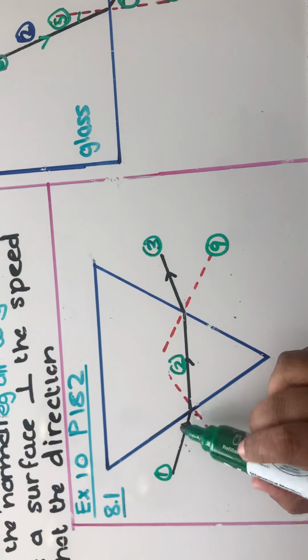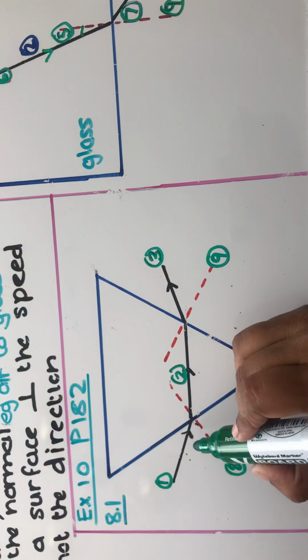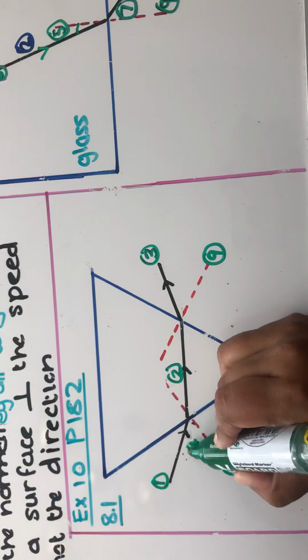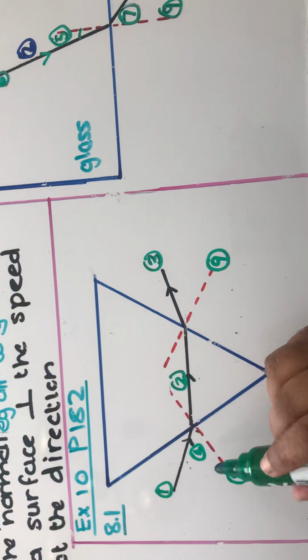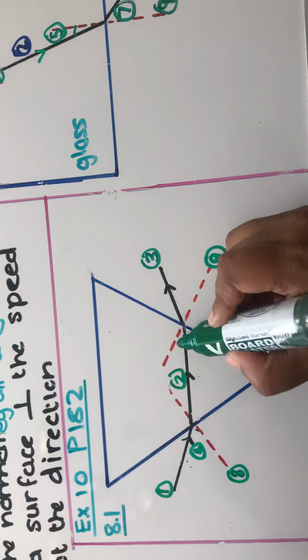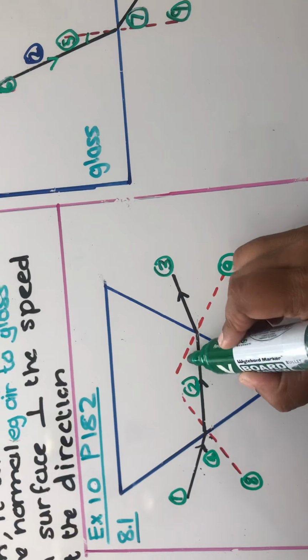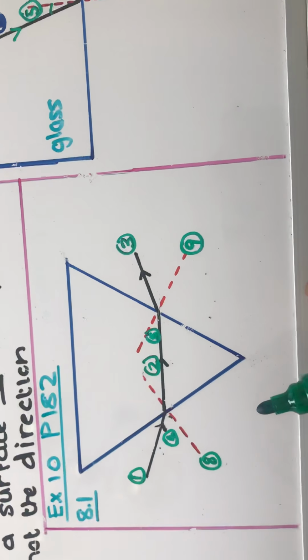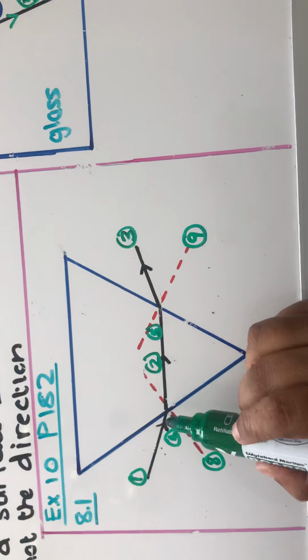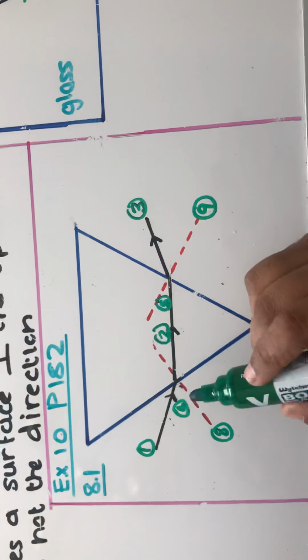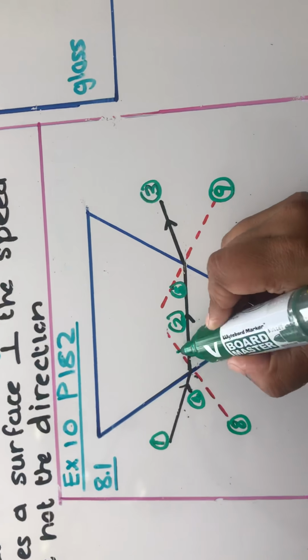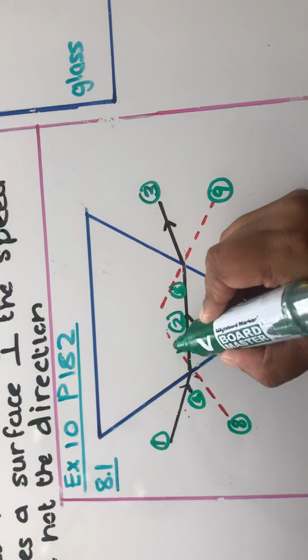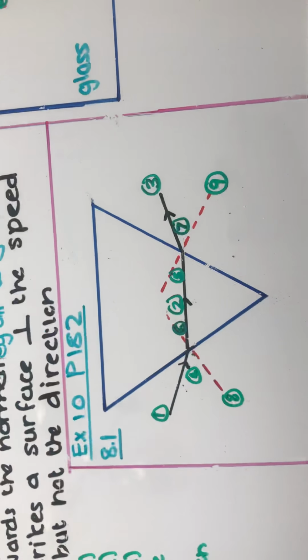The angle between the incident ray and the normal would be given number 4, which is called the angle of incidence in this case, and then the angle of incidence would also be here, which is number 5 over there, right? Then the angle of refraction would be the angle between the refracted ray and the normal, so that will be number 6 over here, right? And in this case number 7 over here, and we've already labeled 8 and 9.